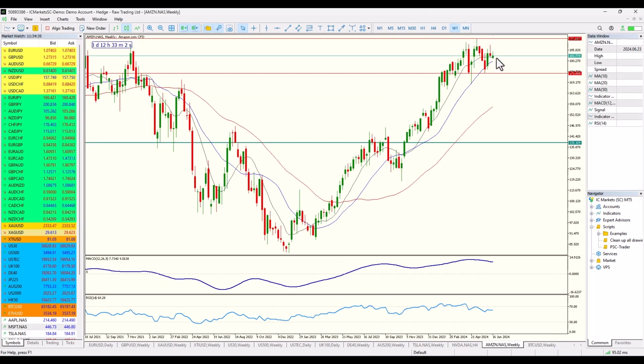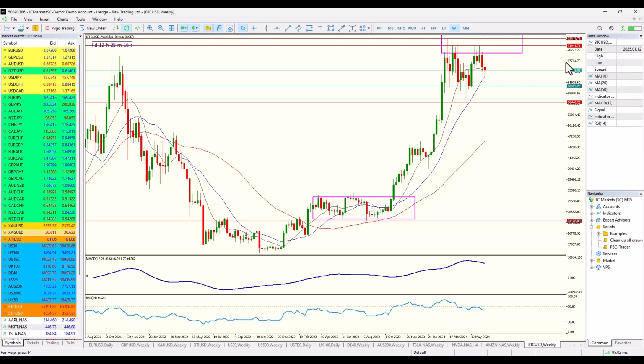Amazon as well, doing a bit of a consolidation similar to gold. Still expecting this to just take a bit of a breather before continuing to the upside, but not seeing anything immediately attractive. And then finally, let's just wrap it up on cryptos.